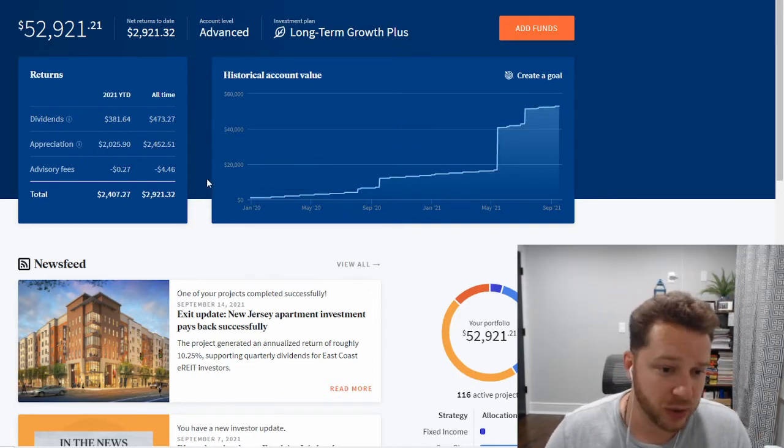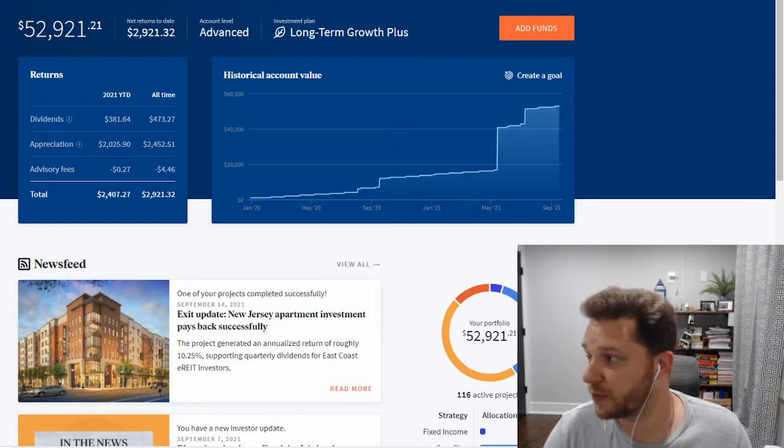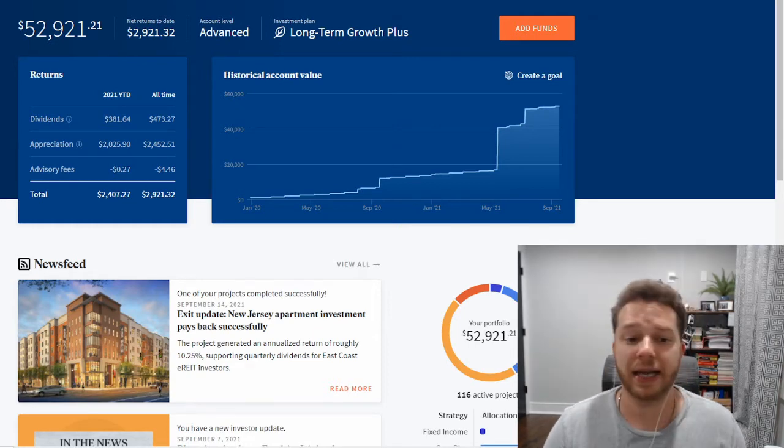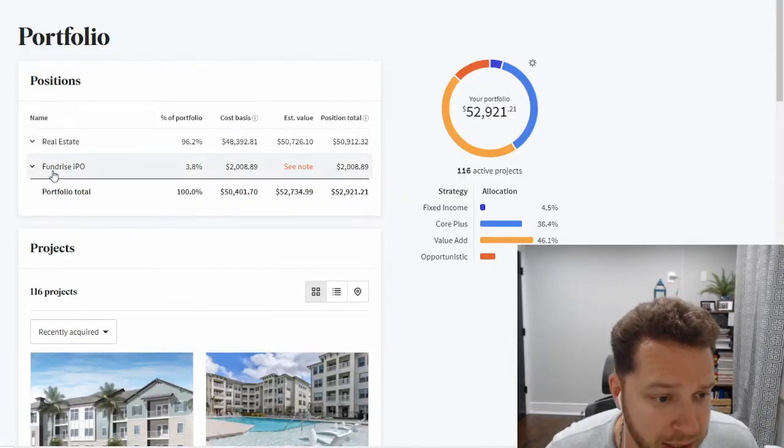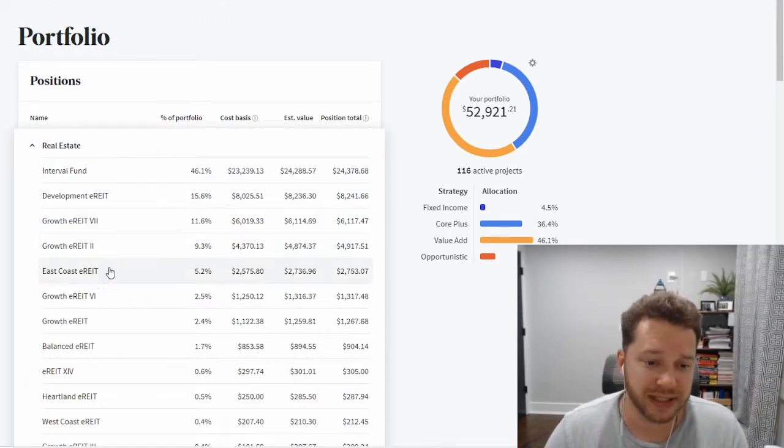So what we're gonna do is, we're gonna go to my portfolio here, and this is my real estate heavy portfolio. We're gonna click it here. We're gonna click where it says real estate, and we're just gonna take any of these interval funds.